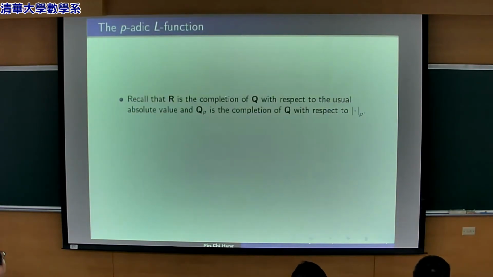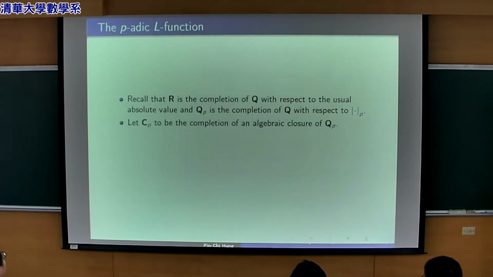Recall that we just mentioned the real numbers are the completion of the rationals with respect to the usual absolute value, and Q_p is the completion of Q with respect to the p-adic absolute value. And of course you can have the complex numbers: you take the real numbers and an algebraic closure. You can do the same thing to Q_p: you can take the algebraic closure, and unfortunately, if you take the algebraic closure, it's not complete again. So you have to take a completion.